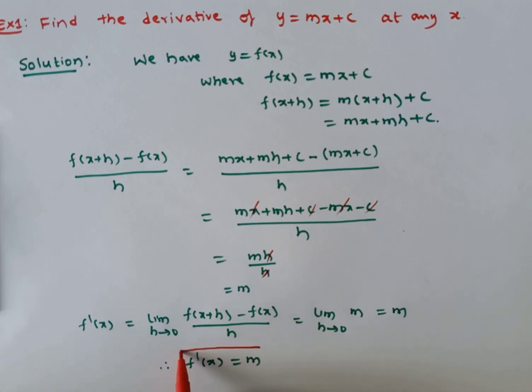So the derivative of this is m, or dy by dx also, no problem. So the derivative of y equals mx plus c is nothing but m only. You can write it like this also: f dash of x is m, or d by dx of y is also m.